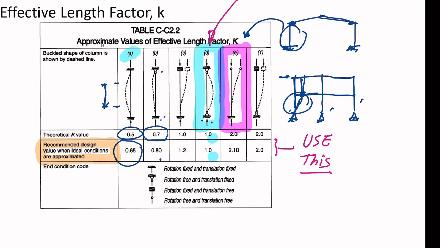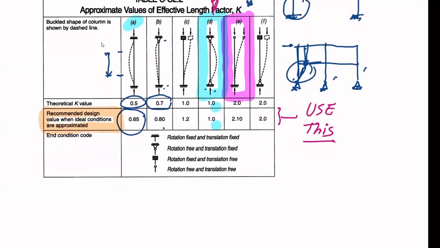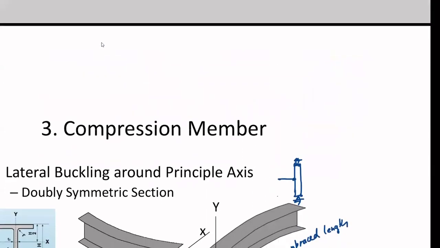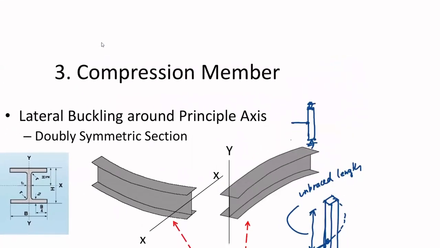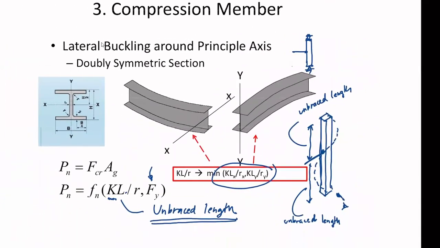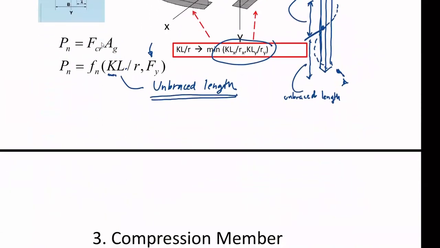Not for now. Remember, it's a function of unbraced length, not the length of the member. So we move on here. You must check both axes and K in both directions. All right. Now, next thing.